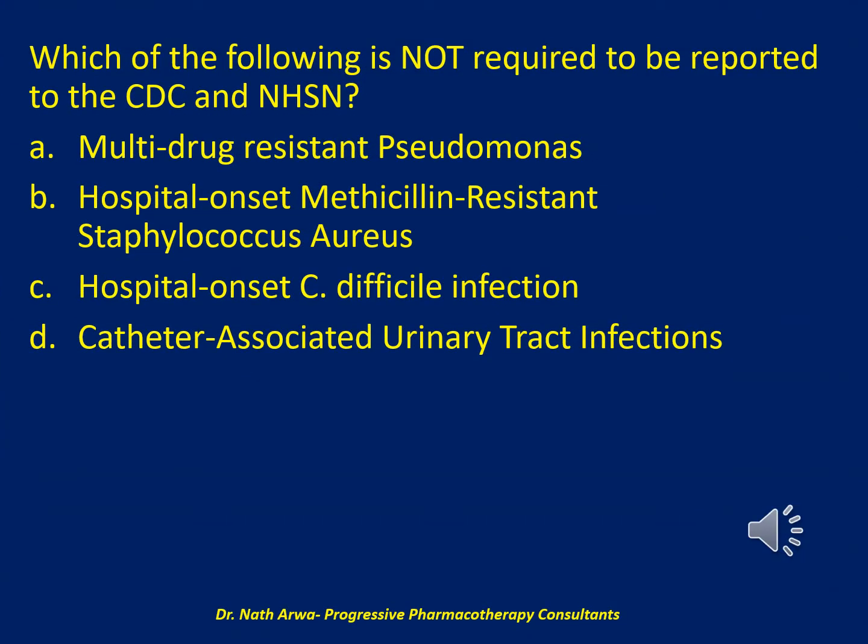And the next question reads, which of the following is not required to be reported to the CDC and NHSN? Is it A, multi-drug-resistant Pseudomonas, or B, hospital-onset methicillin-resistant Staphylococcus aureus, or C, hospital-onset Clostridioides difficile infection, or is it D, catheter-associated urinary tract infections? I will give you 10 seconds to choose the correct answer to this question from the listed options.